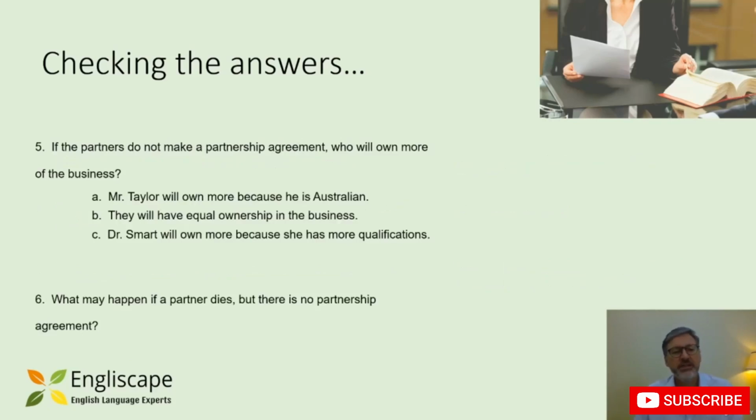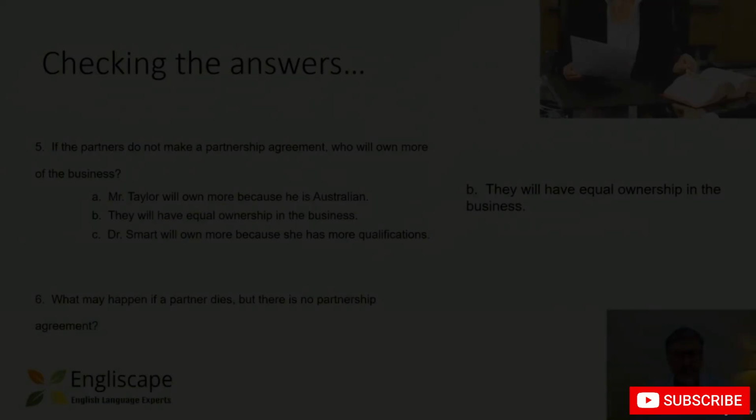Number 5. If the partners do not make a partnership agreement, who will own more of the business? A. Mr. Taylor will own more because he is Australian. B. They will have equal ownership of the business. C. Dr. Smart will own more because she has more qualifications. The answer? B. If they don't make a partnership agreement, they will have equal ownership in the business.